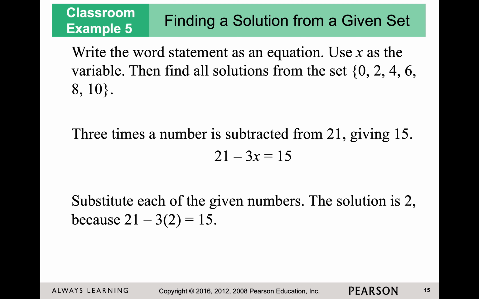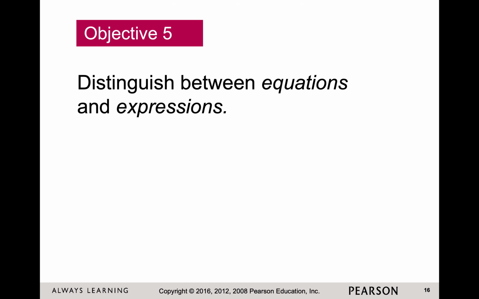There's no shortcut to this, guys. You've got to plug in each number. You could solve for x and know that x is 2. That is possible, but most of the time when the lab is asking you to do this, it's going to have multiple parts asking you, is 0 a solution? Is 2 a solution? Is 4 a solution? So it kind of makes you bypass that.